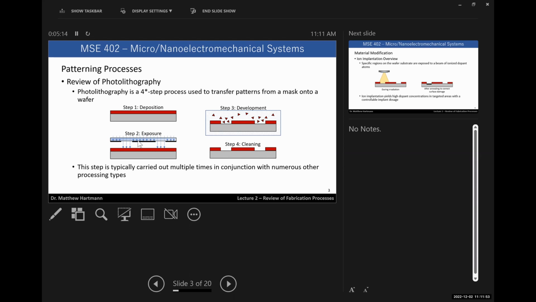So effectively, wherever we had a hole, we're removing the cured photoresist. There are also negative photoresists that work in the exact opposite way. Everywhere the light shined through would stay, and everywhere the light didn't shine through would get removed during the development process.